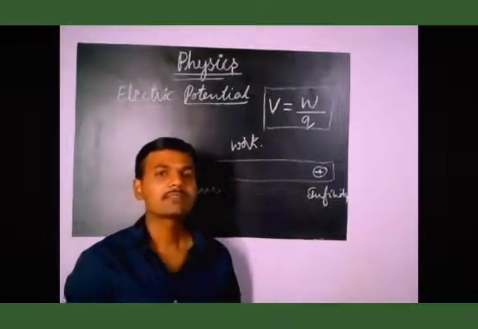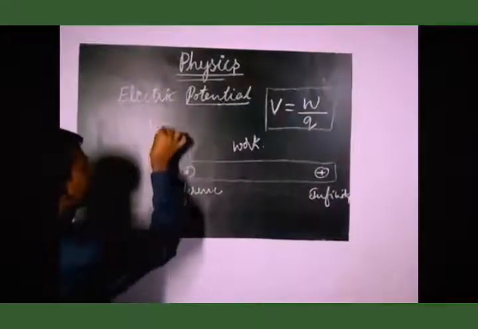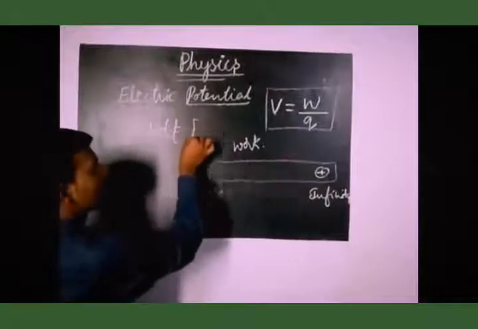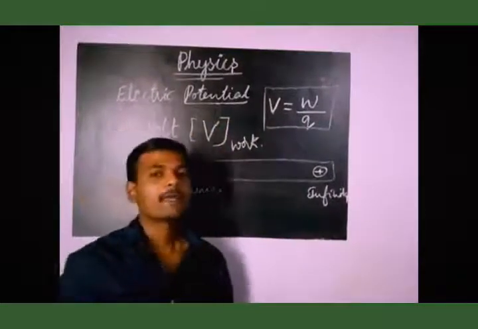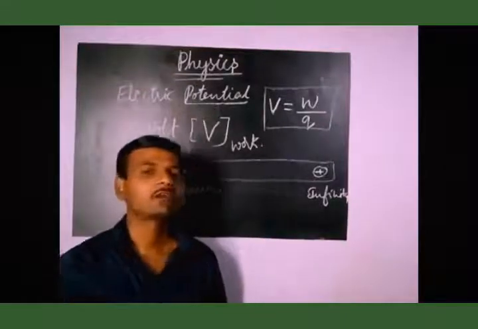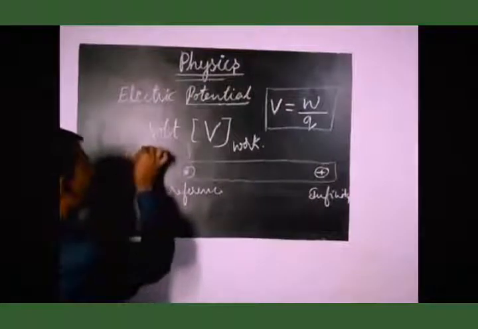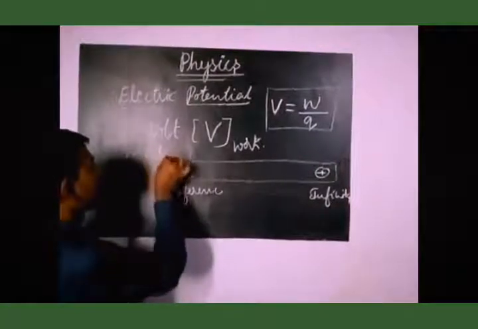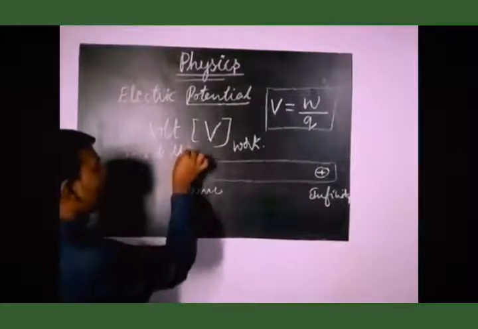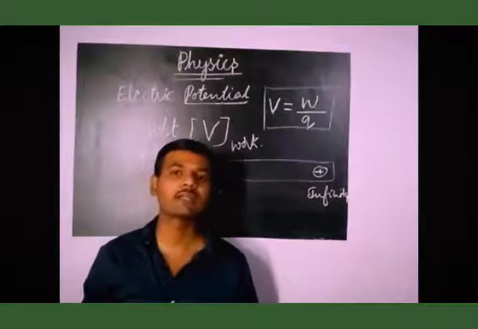The SI unit of electric potential is volt, and it is abbreviated as a capital V. The smaller units of electric potential are millivolt and microvolt.